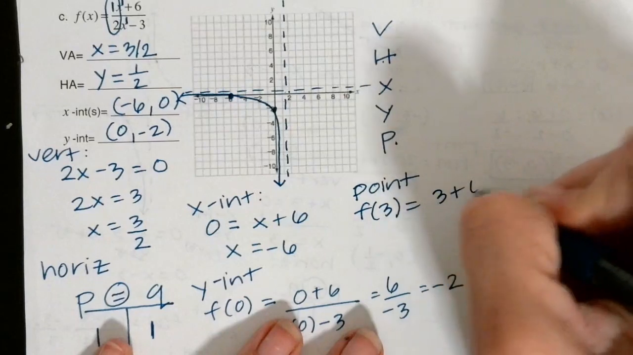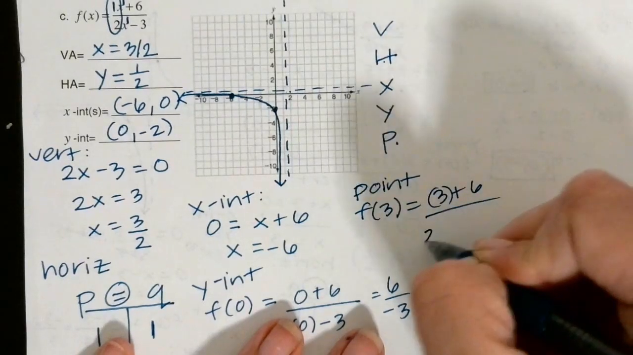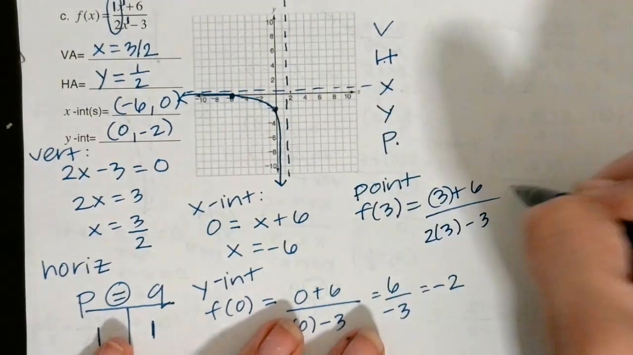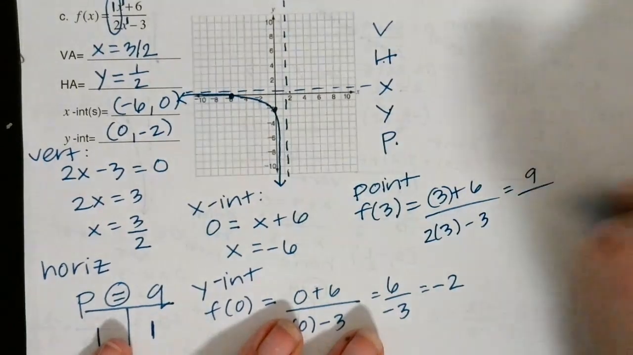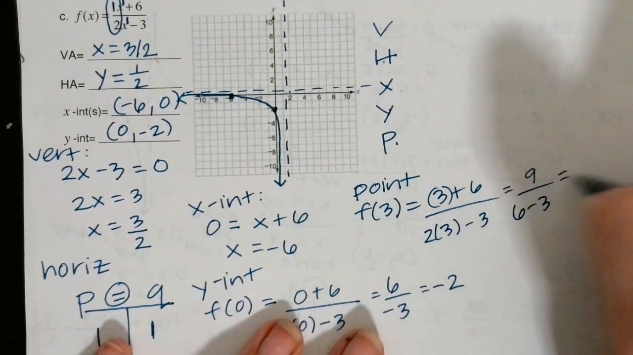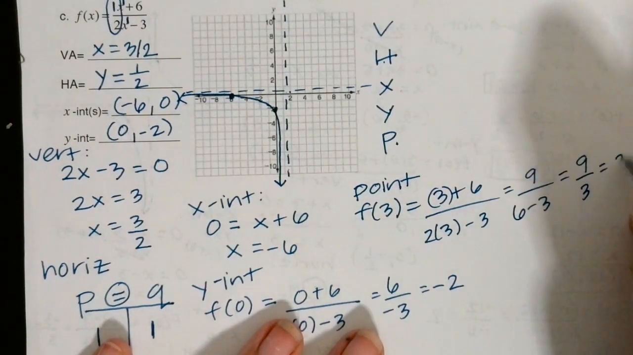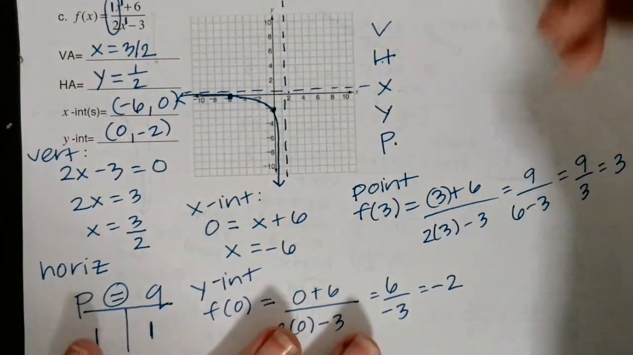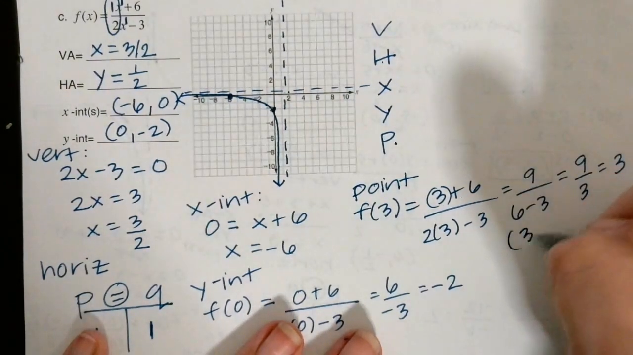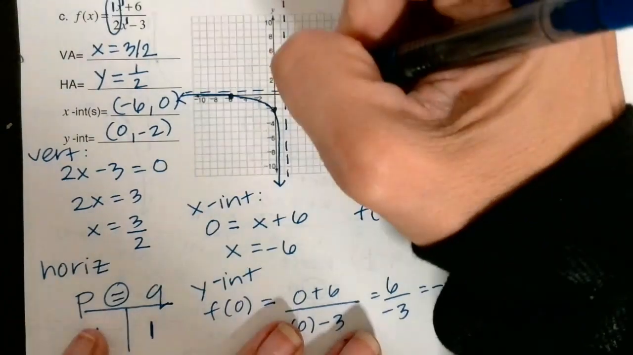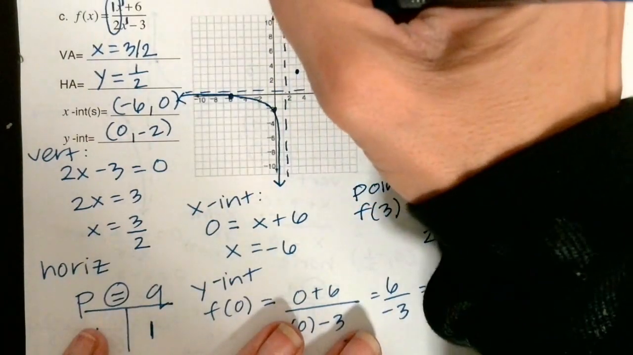So 3 plus 6 all over 2 times 3 minus 3, which equals 9 over 6 minus 3, which equals 9 over 3, which equals 3. Oh look, a nice neat number. So this is the point 3, 3. 3, 3. It's above.